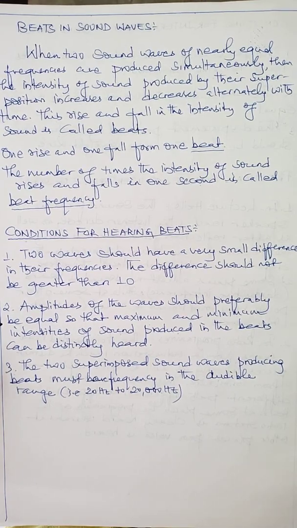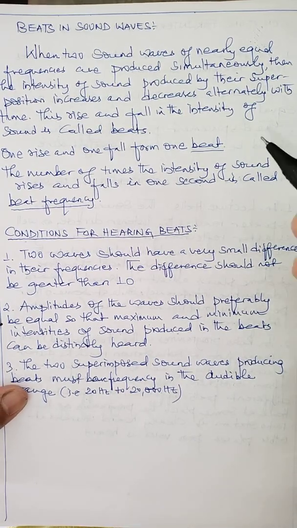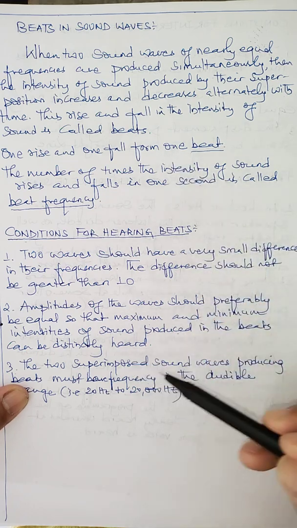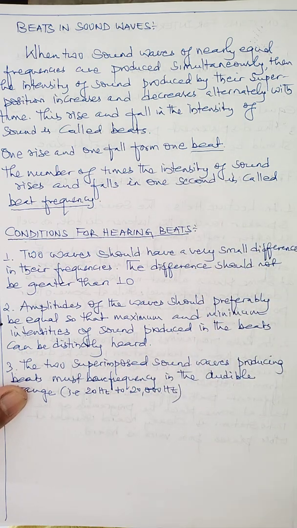From this topic called beats, we basically need to know what is beat of sound, what is beat frequency, and what are the conditions for hearing beats. In the next YouTube video we do the last topic, the practical application of beats, and we will also distinguish between beats and interference. With that, the chapter interference and beats, that is the superposition of waves, first part gets completed.